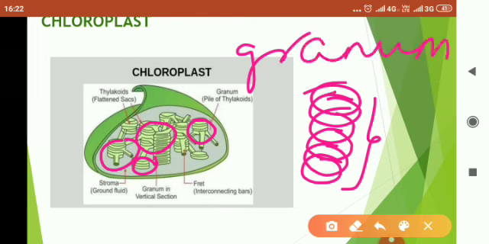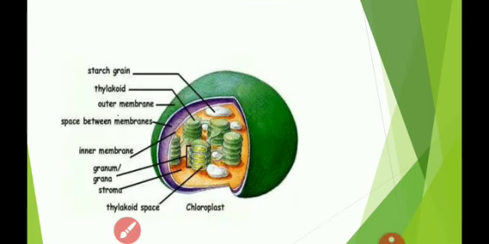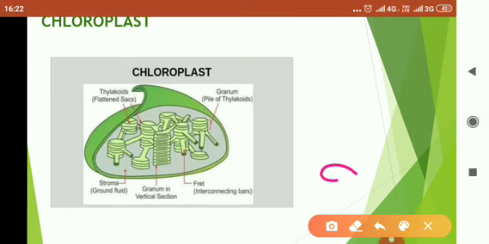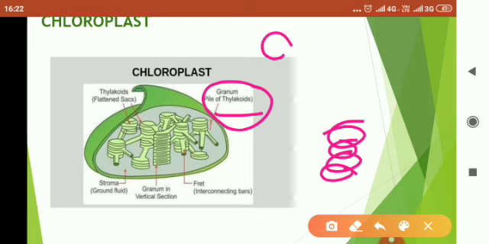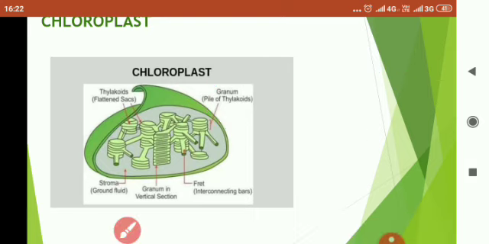And this unit is called as the thylakoid. Here it is mentioned thylakoid, flattened sac. So when many thylakoids come one over the other, then it forms a granum. Now granum is the singular. If we say grana, then grana is the plural form. Now children, what is the function of this granum and stroma?